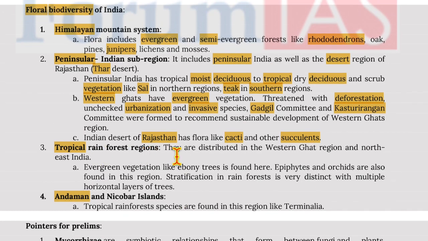Now, tropical rainforest regions are distributed in the Western Ghat region and northeast India. Evergreen vegetation like the ebony tree is found here. Epiphytes and orchids are also found in this region. Stratification in rainforest is very distinct with multiple horizontal layers of trees. Now, in the Andaman and Nicobar Islands, tropical rainforest species are found like Terminalia.